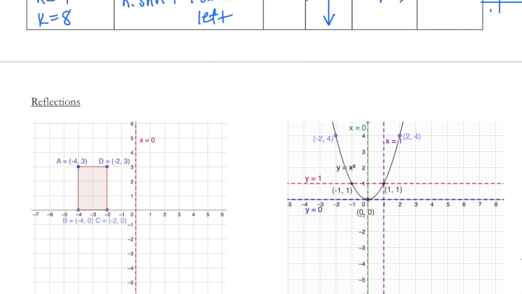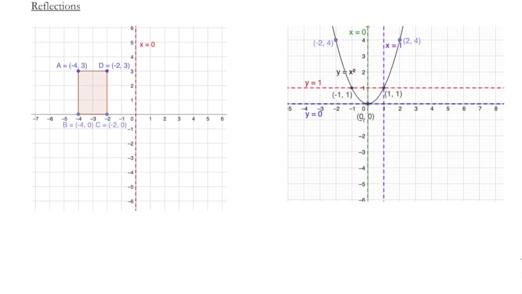The next thing that we have to look at. Again, I think this stuff is going to be really easy. I think you've seen it before. Let's talk about reflections.